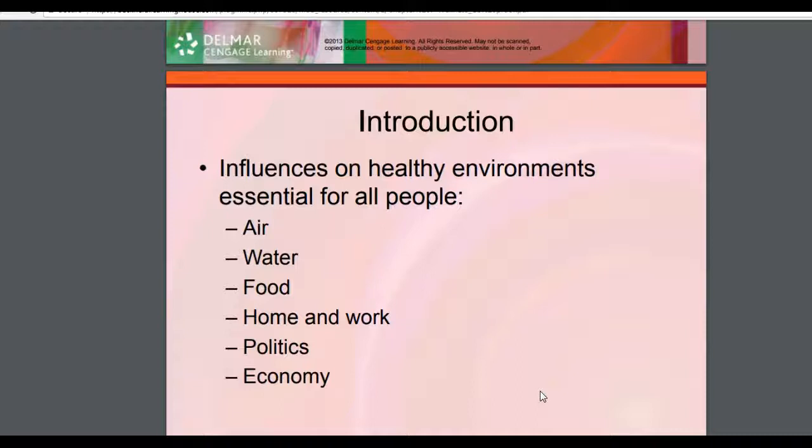So we already know air is pretty obvious, right? You breathe polluted air, you're going to have a lot more problems. High risk for cancer, COPD, asthma, behavioral issues.